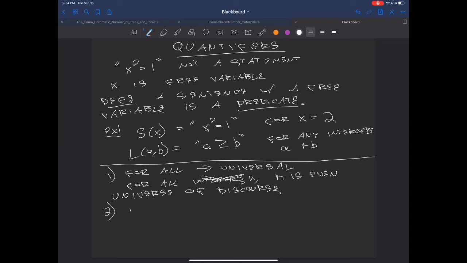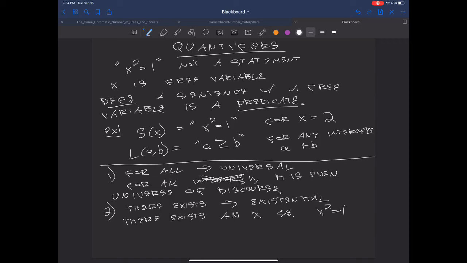And the other one that's really important is there exists, the existential one. This is saying there does exist at least one thing that satisfies this predicate. One value of x satisfies this predicate. So you could say something like, there exists an x such that x squared is equal to 1.